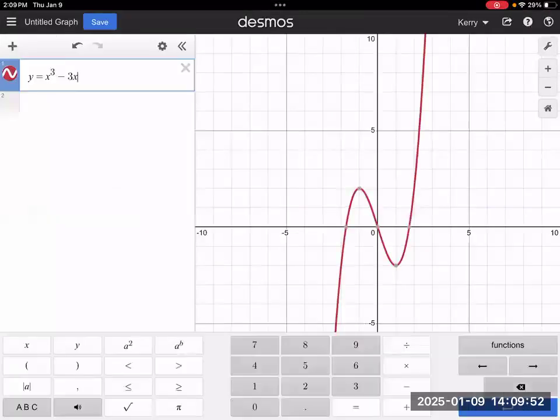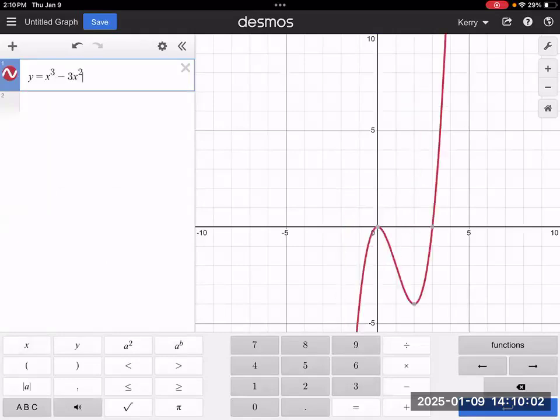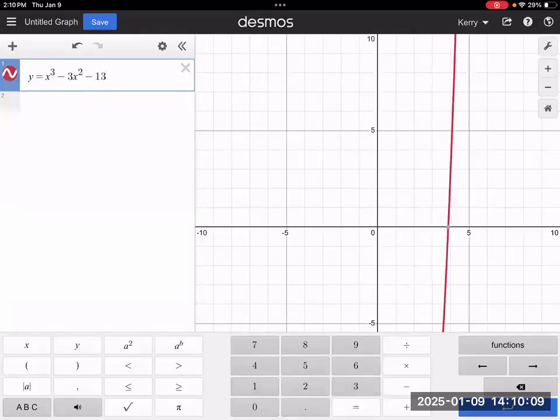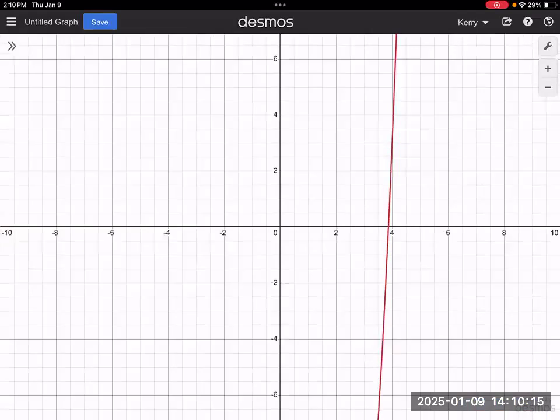So let's go ahead and reset this. We want x cubed, so that one was okay. Then we have -3x squared. Notice that as we're doing this, it's manipulating the graph, which is always fun to see, -13. So right now our window isn't very good. When it says do the standard window, I'm going to click the little house button and that resets everything. Now let's put in our viewing window.